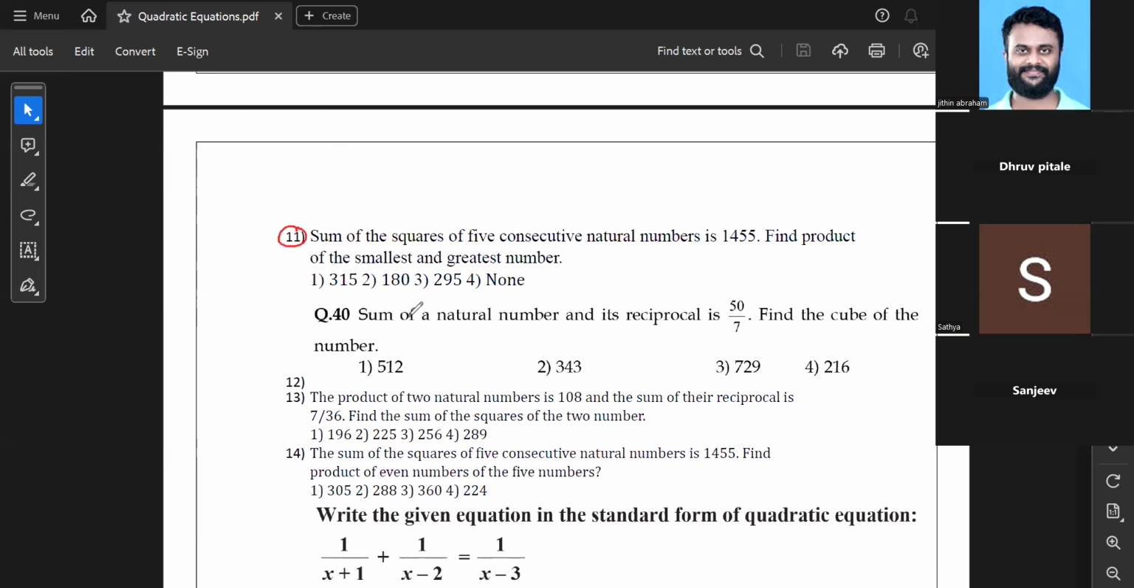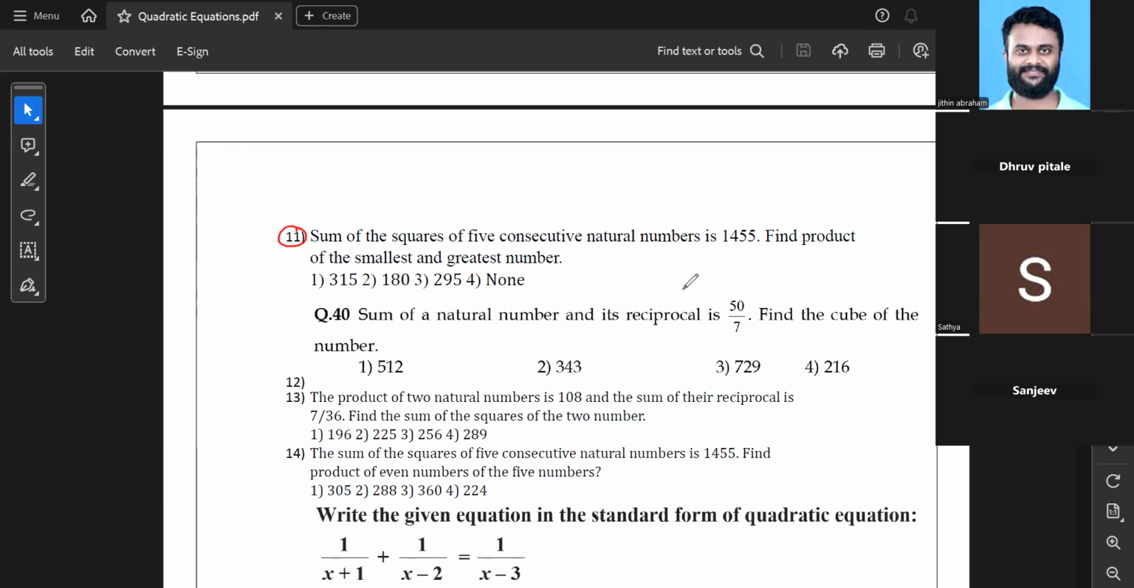Let's go for the 11th one. The sum of the squares of five consecutive natural numbers is 1455. Find the product of the smallest and greatest number.